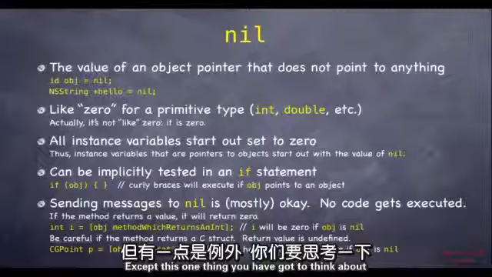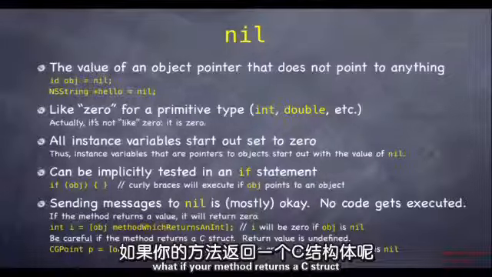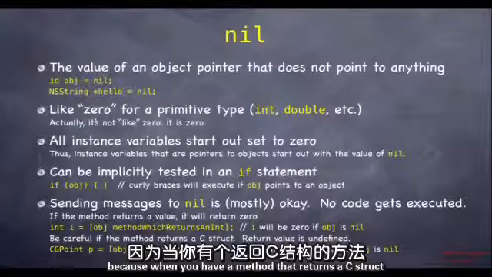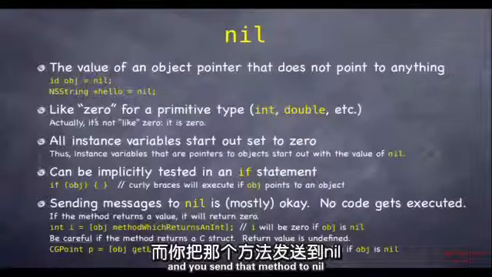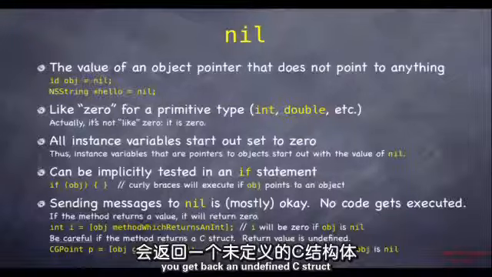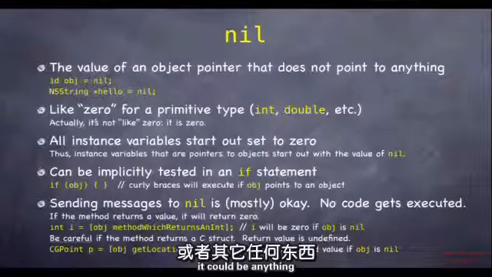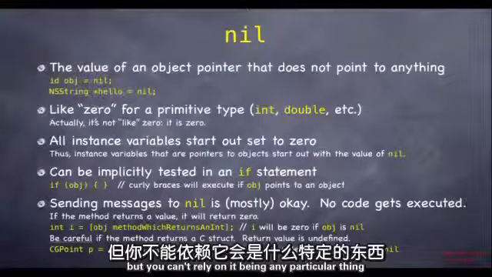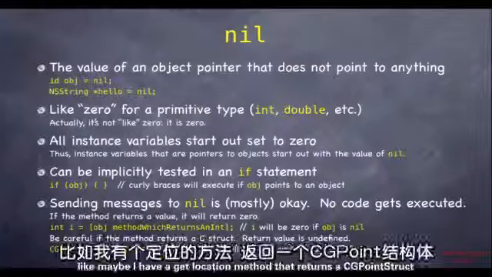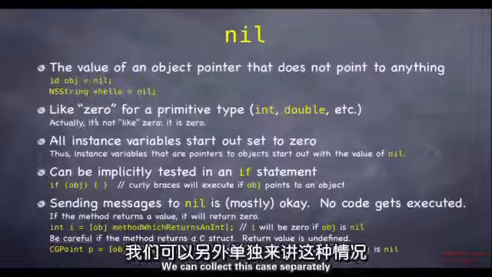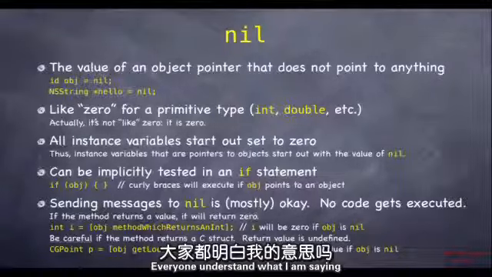Except for this one thing you have to think about: what if your method returns a C struct? That case you have to check for. When you have a method that returns a C struct and you send that method to nil, you get back an undefined C struct. It could be anything. It's being passed back on the stack, so it could be stack junk. You can't rely on it being any particular thing. So if I have a method like getLocation that returns a CGPoint struct, I have to be careful to make sure obj is not nil and handle that case separately. Does everyone understand what I'm saying?